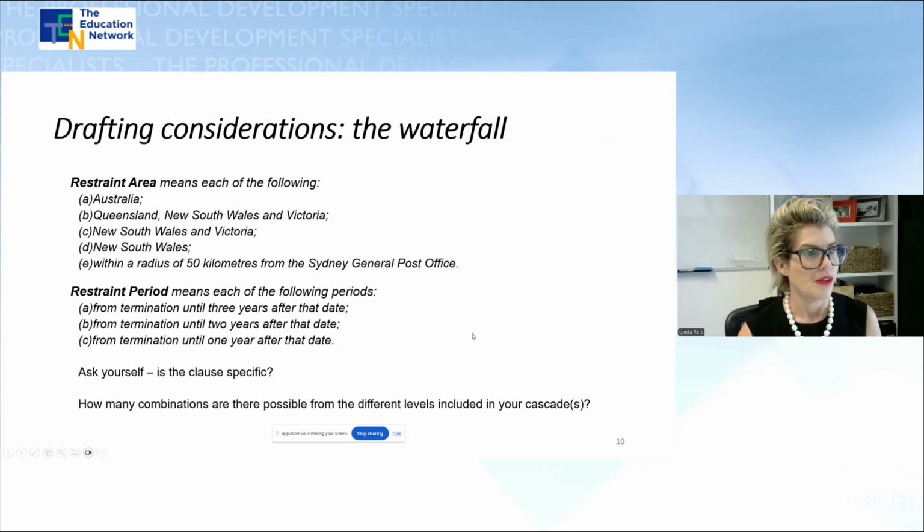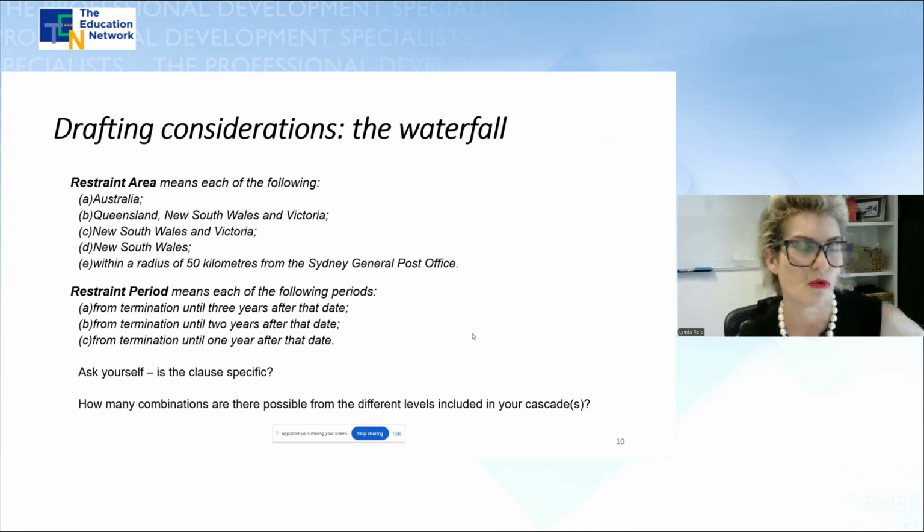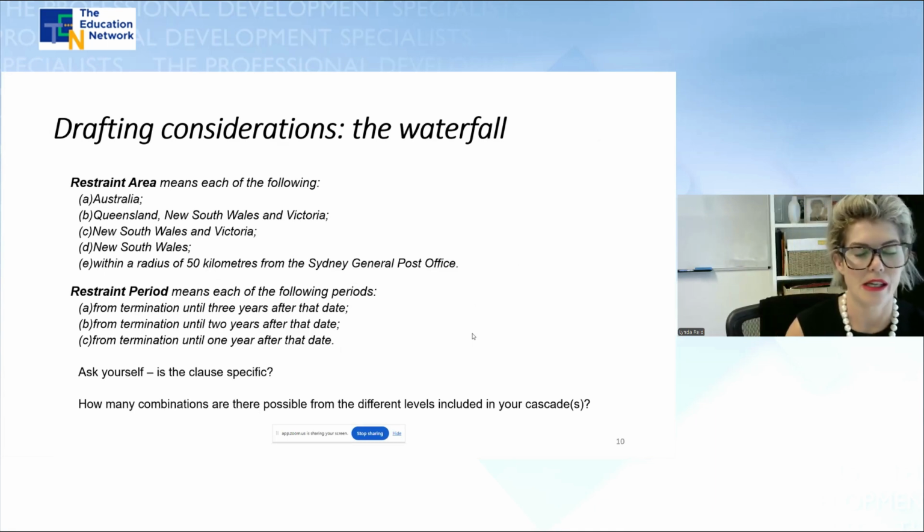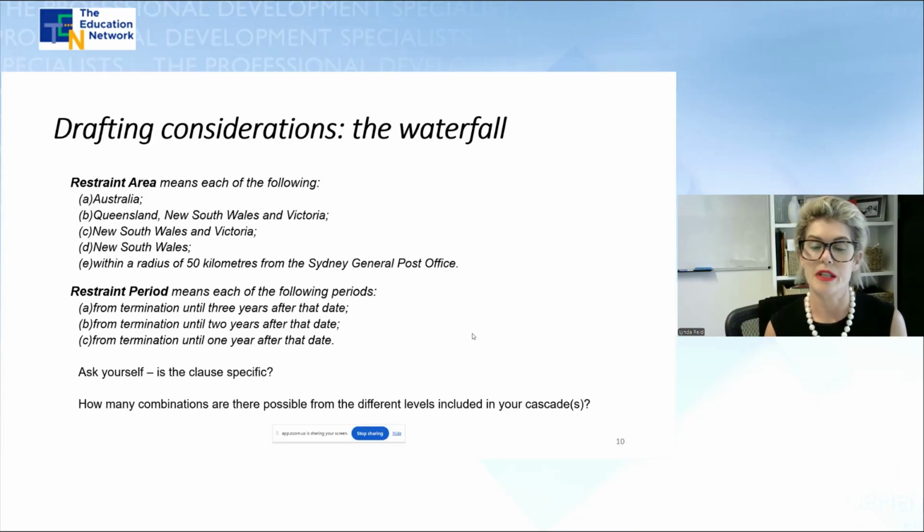Okay, so let's have a look at the waterfall, cascade, call it what you like. Here are a couple of examples of what we were talking about as having that different type of optionality that is designed to help a court that may not have the flexibility under the restraint of trade clause under the New South Wales Act, so a court in a different jurisdiction or a jurisdiction outside New South Wales.